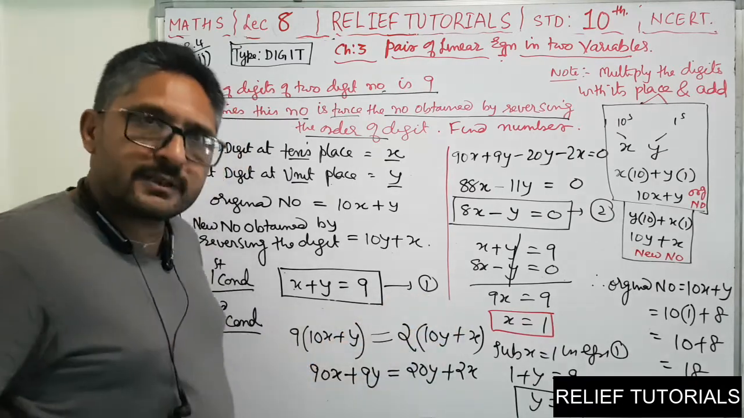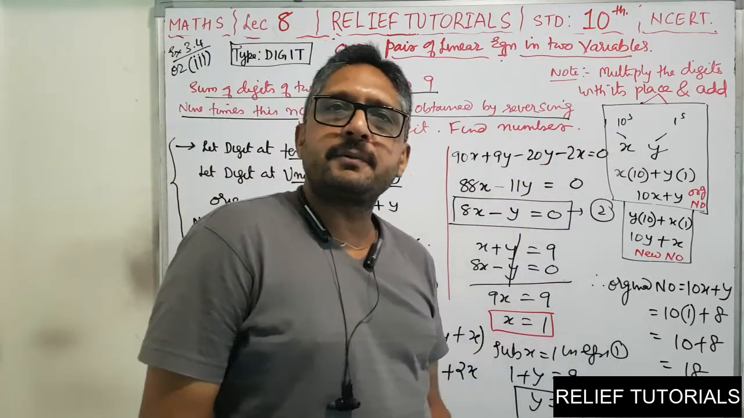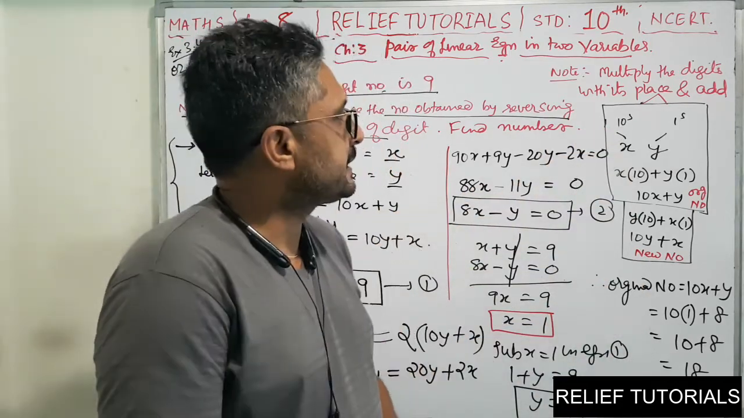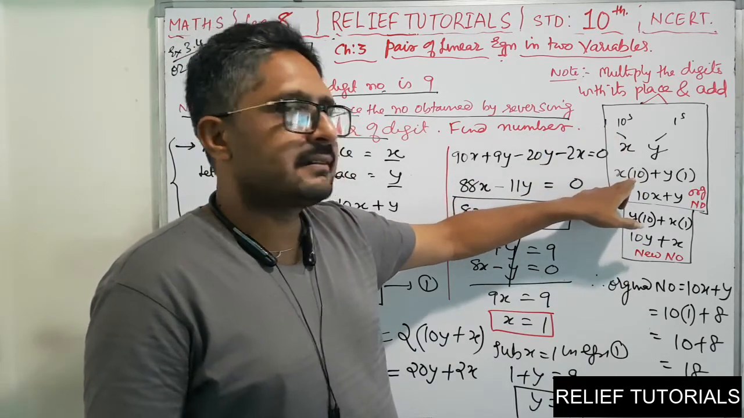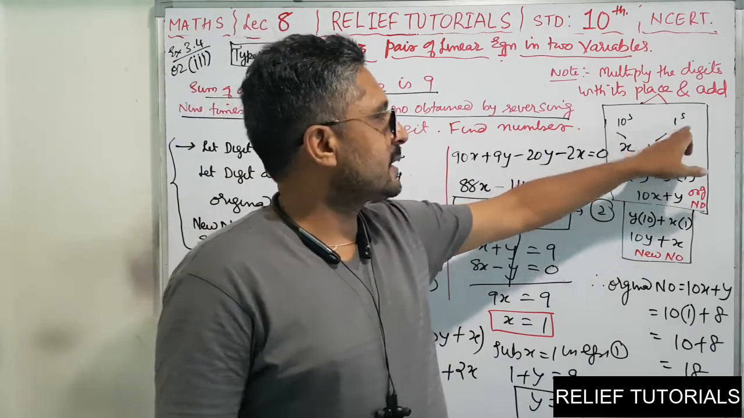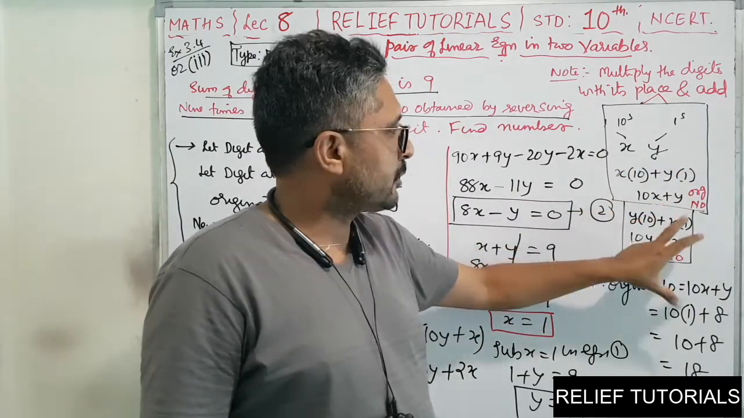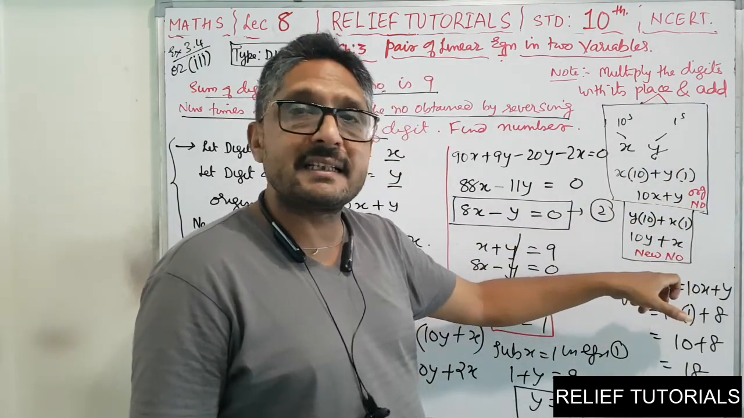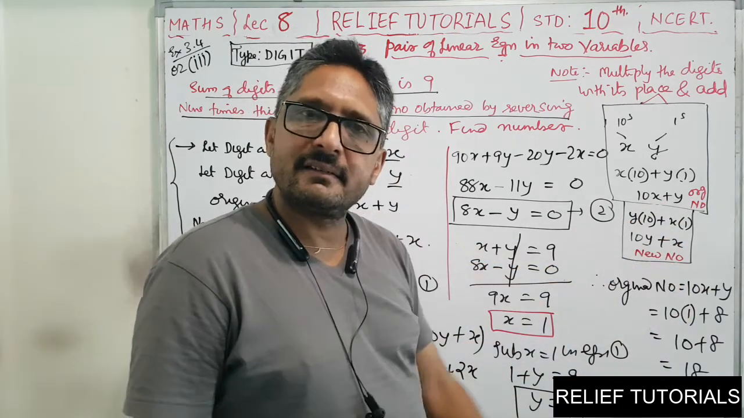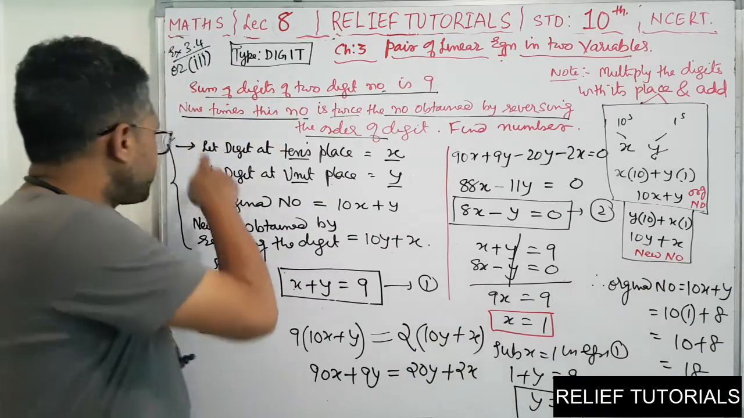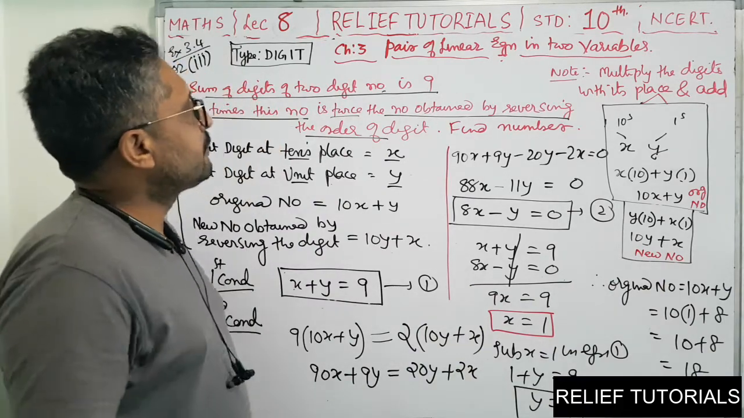So I hope you understood this problem. The basic concept is this. In order to obtain a two-digit number, multiply each digit with its place value. This digit is x, its place is 10, so 10x. This digit is y, its place is 1, so y. 10x plus y is the original number. For the number obtained by interchanging or reversing the digits, in place of x you will write y, and in place of y you will write x. That's all. And this fourth step is a must in each and every problem related to digits. Clear? We'll do one more problem.